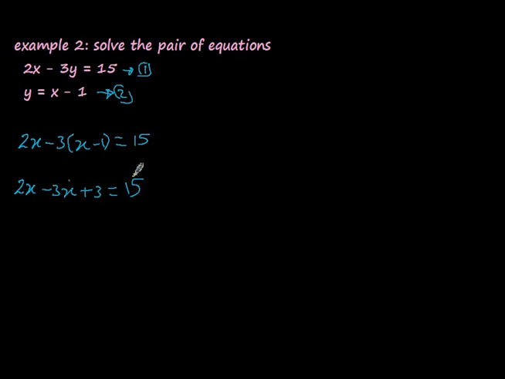And now we can simplify this equation and find out the value of x. 2x minus 3x simply equals negative x plus 3 equals 15. And now by subtracting 3 from both sides, we'll get negative x equals 12. And from here we can say that by multiplying both sides by negative 1, we have x to be negative 12.